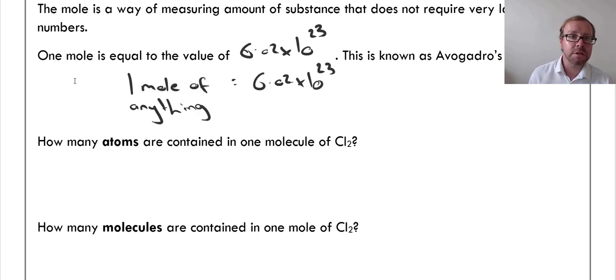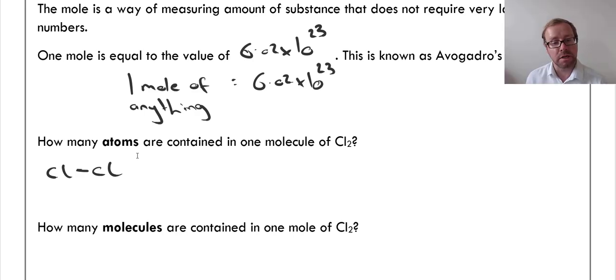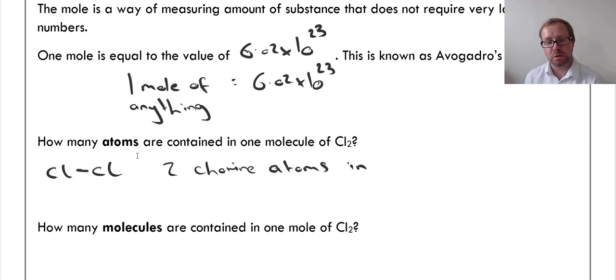Okay, so first one. How many atoms are contained in one molecule of Cl2? Now, if I have one molecule of Cl2, it must mean that it looks like this. This is one molecule. I have how many atoms within this? So I have 2 chlorine atoms in one molecule of chlorine.